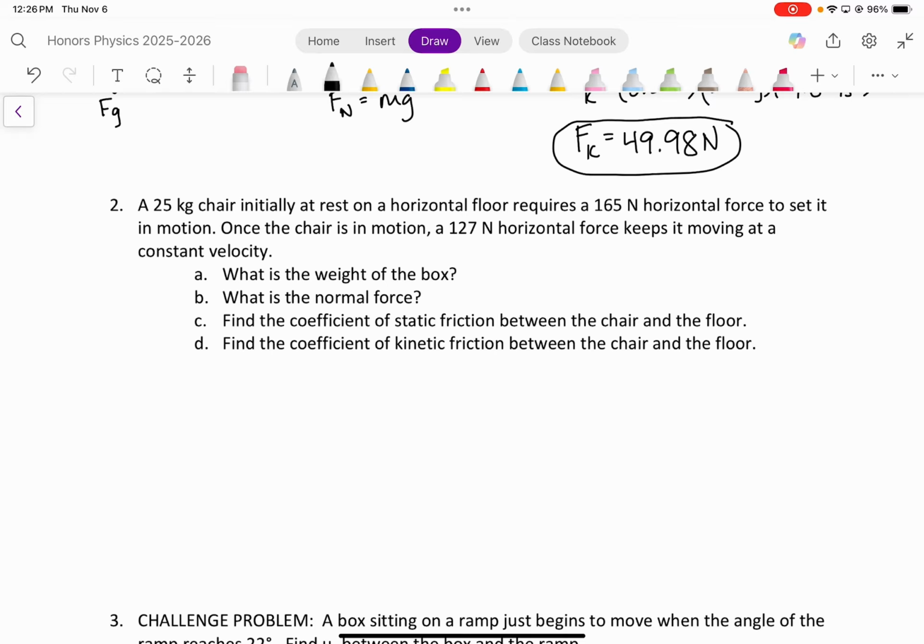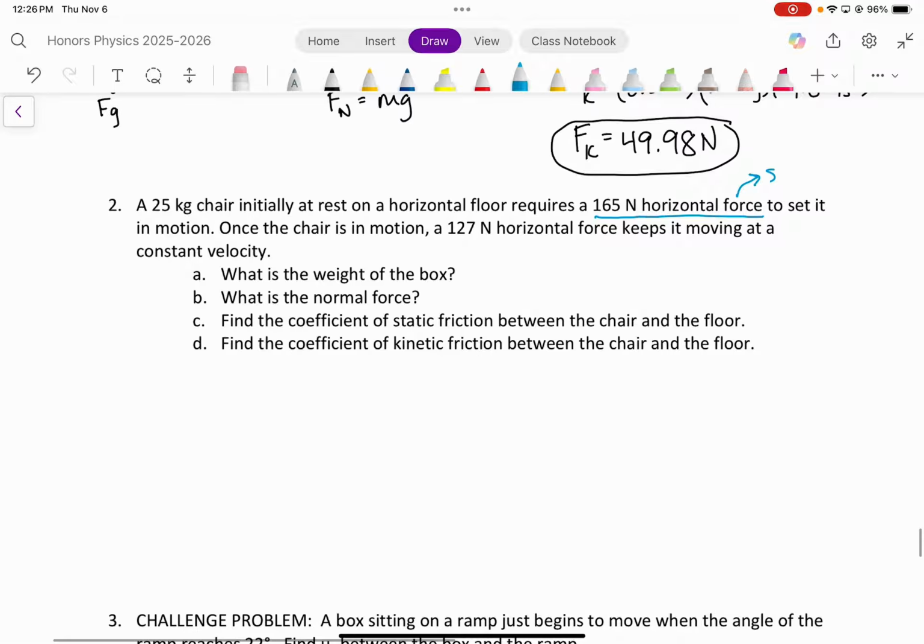When we have something that is initially at rest and it requires a certain amount of force to get it started moving, what kind of friction are we dealing with? Static. Kinetic is once it is already moving.